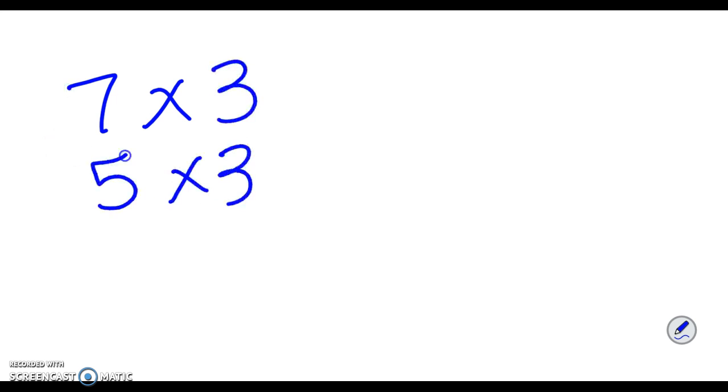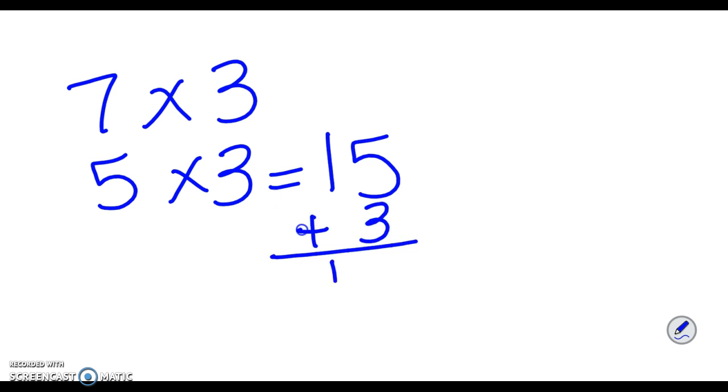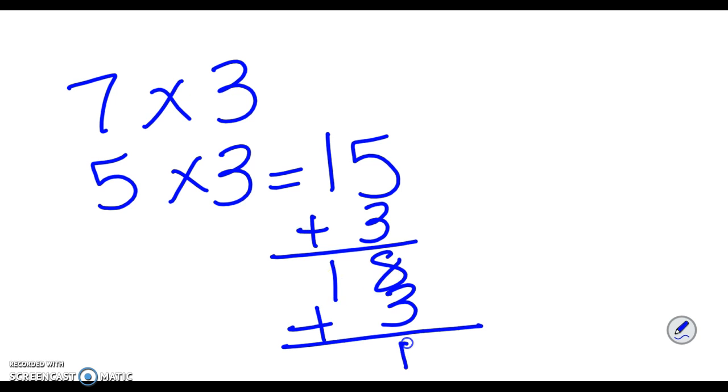Alright, let's talk about 7s. So if you remember the 7 poem, say we're doing 7 times 3. We're going to change it and multiply it by 5. So 5 times 3, what does that equal? That equals 15. And then we're going to add 3 two more times. So then that would be 18. And then add another 3, and the answer would be 21.